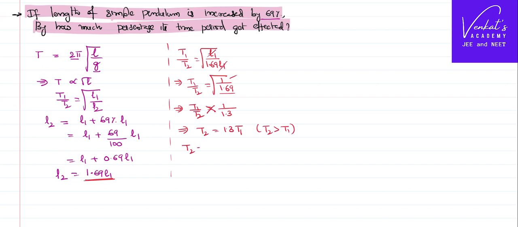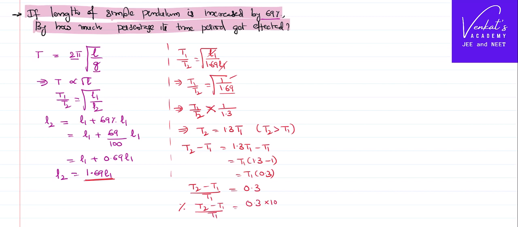By how much is the time period increased? To get that, I can say T2 minus T1. T2 is 1.3 of T1, minus T1. If I take T1 common, 1.3 minus 1, that is 0.3. So T2 minus T1 by T1, which is called the fractional change in the time period, is 0.3. If you want the percentage change of the time period, I have to just multiply the right hand side with 100. 0.3 into 100 is equal to 30%.